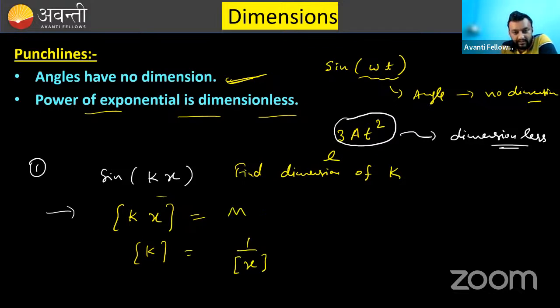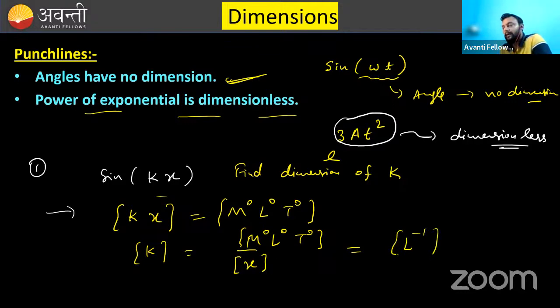Or you can say it is dimensionless, that is M⁰L⁰T⁰. This is dimensionless. So this can be written as M⁰L⁰T⁰ divided by the dimension of x. And the dimension of x is what? L. So if I take L upward, it will become L⁻¹.